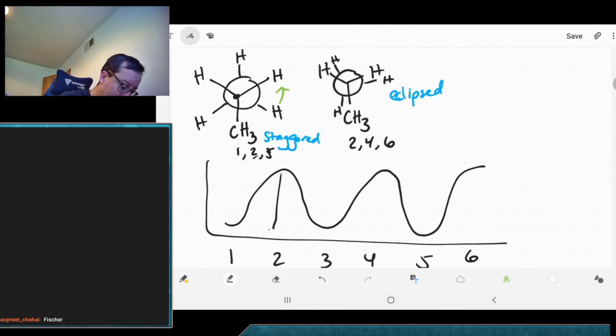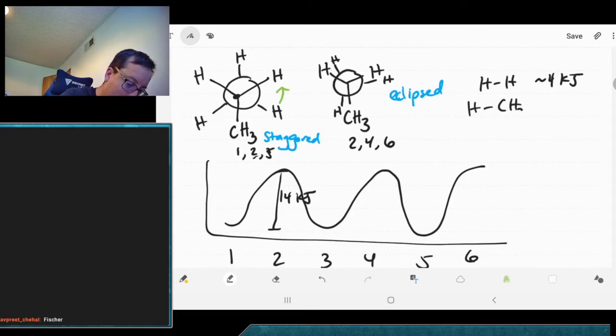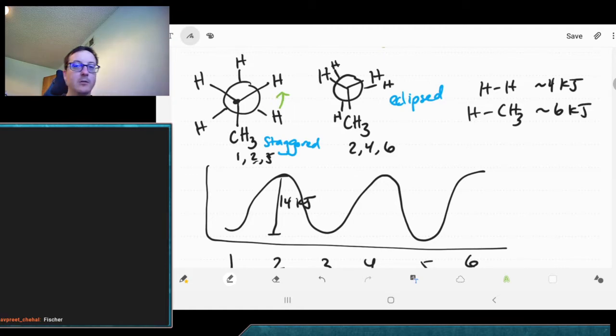The energy gap here, 14 kilojoules. If we suggest that the HH difference was about 4 kilojoules, if we just plug that in, we see how this is going to add up to 14. We're going to see that bonking between a methyl group and a hydrogen is about 6 kilojoules. So, minor difference. We'll see once we throw in butane, things are going to get a little bit more exciting here.